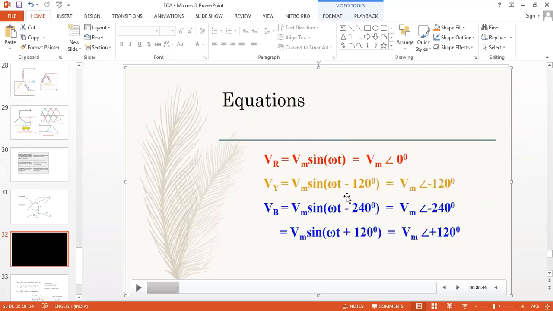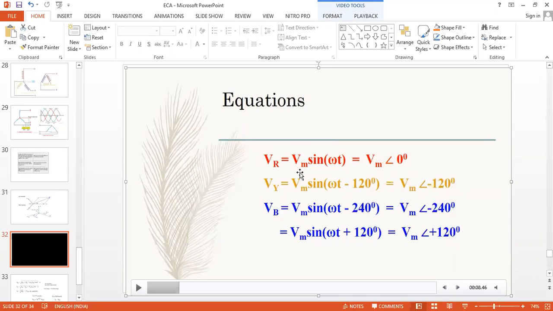After 120 degrees, Vy is equal to Vm sin omega t minus 120. And next to 120, the third phase voltage, which is Vm sin omega t minus 240. You can write this one. No need to represent this one. Okay, don't get confused here.